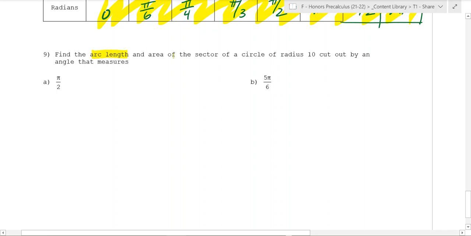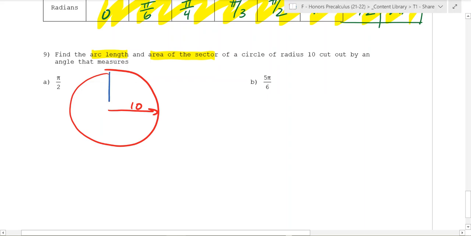So now we're doing the same thing again. We're finding the arc length and area of a sector of a circle of radius 10 cut out by an angle measure that's given. So what that means is we have a circle and the radius is 10 right there, and we're cutting out a sector that has an angle measure of pi over 2. Well, pi over 2 is 90 degrees, so it looks like that. So we're looking for the arc length right here, and we're looking for the area of the sector.